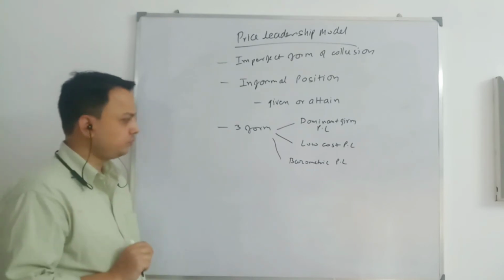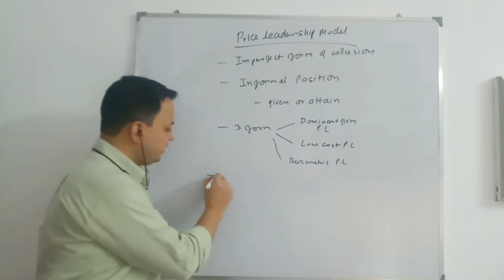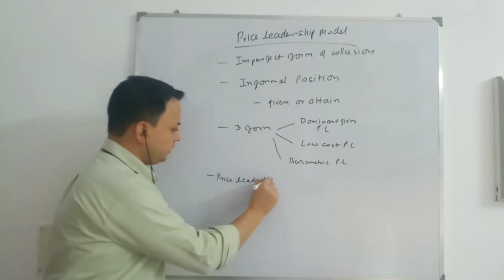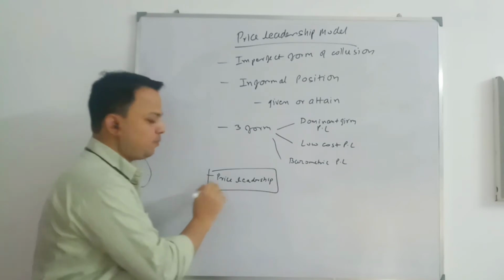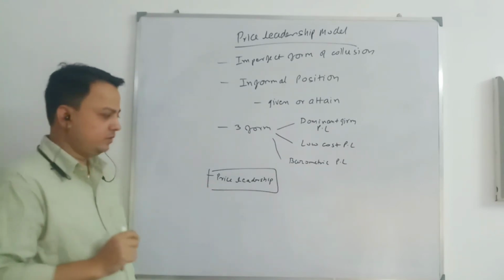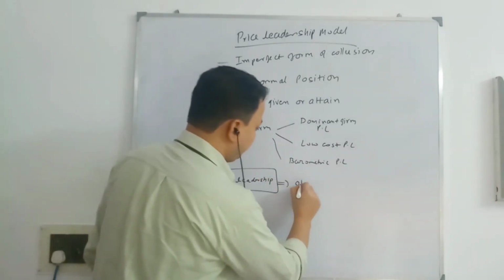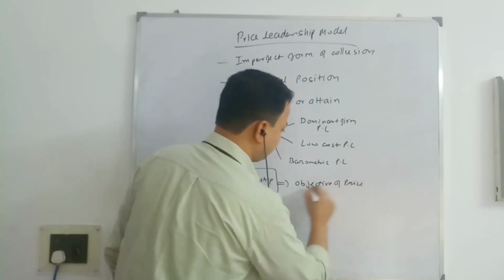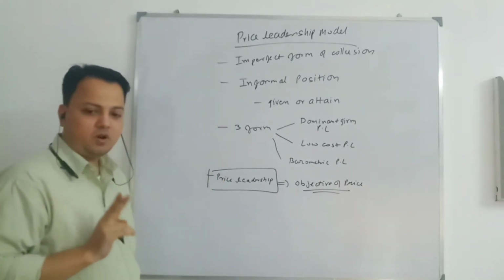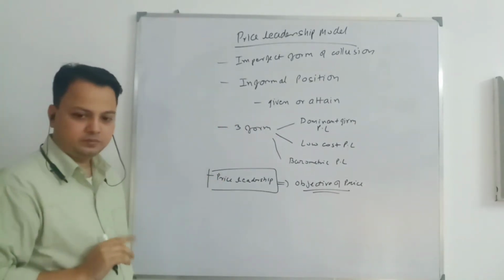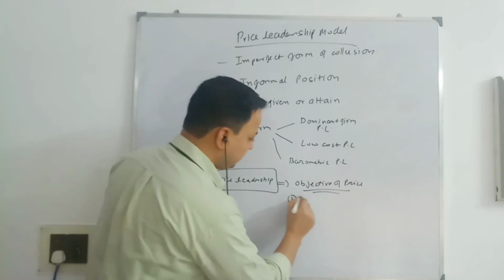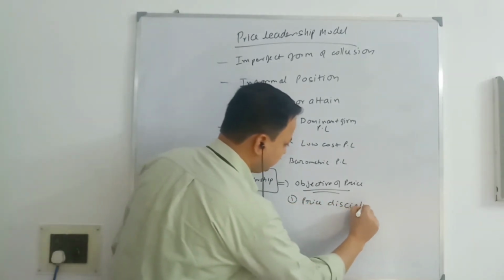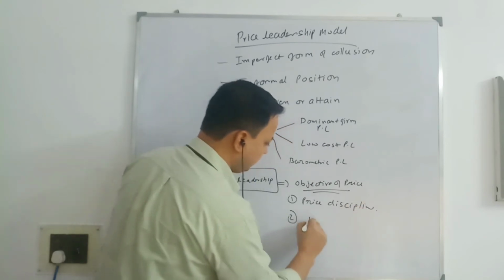Now, when we are talking about price leadership, what is the objective of the price leader? That we have to question. There are two objectives of the price leader in this price leadership model. First is price discipline. Second is price stability.